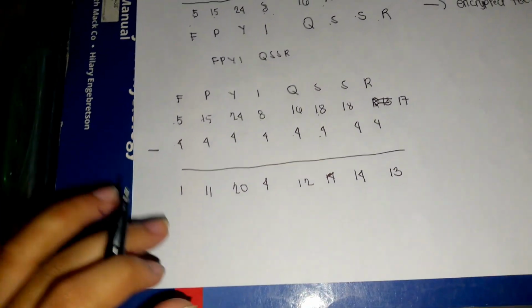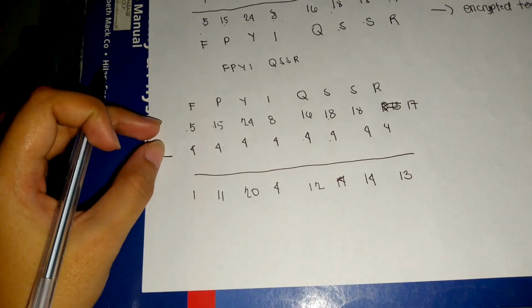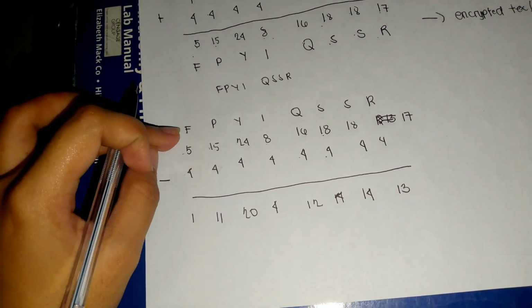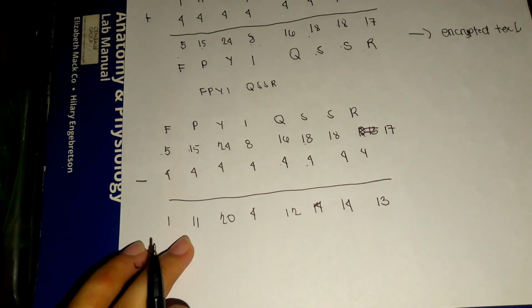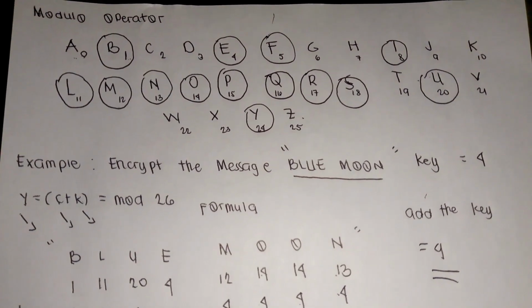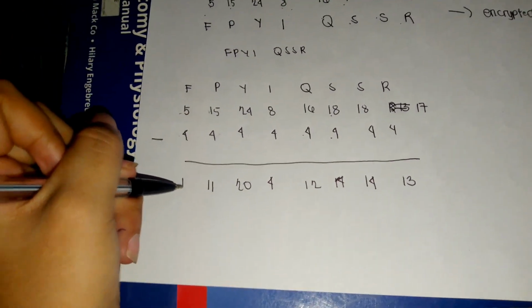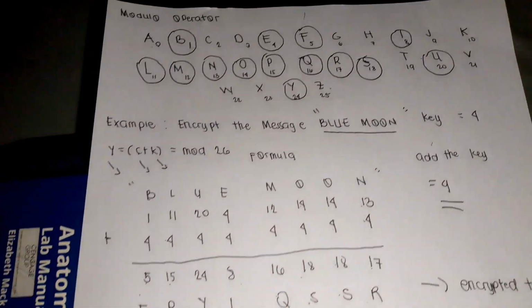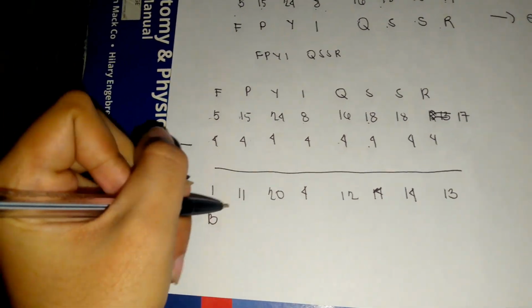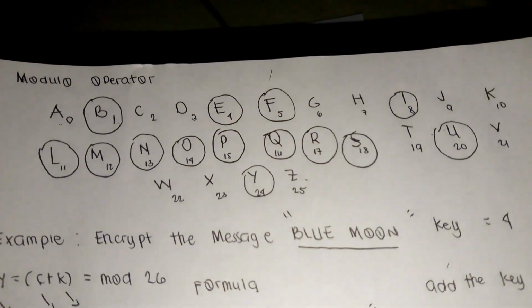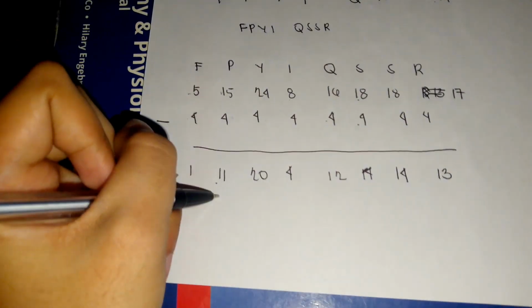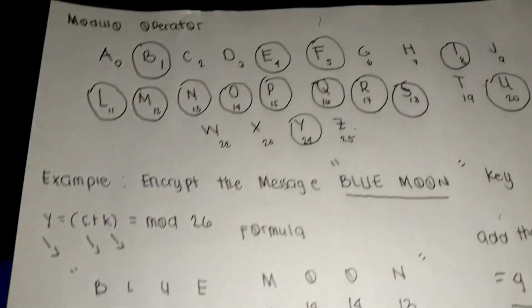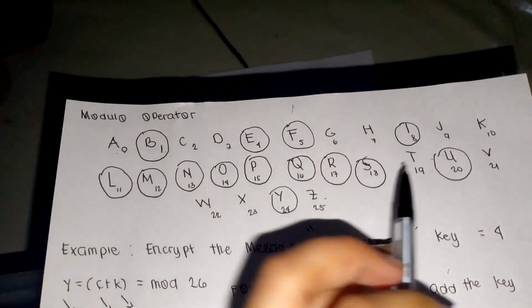Now, we already have our computed numbers when we subtract our key from the corresponding number of each letter. Now, we are going to find these numbers in our alphabet. Okay? Did you get the point? So, 1, as you all know, is B. 11 is equal to L. L is right here, 11. 20 is right here, U.